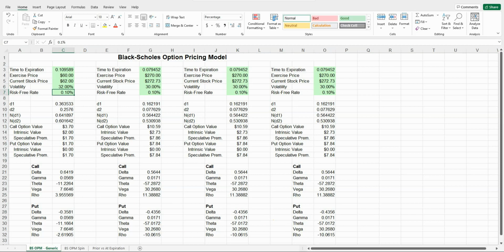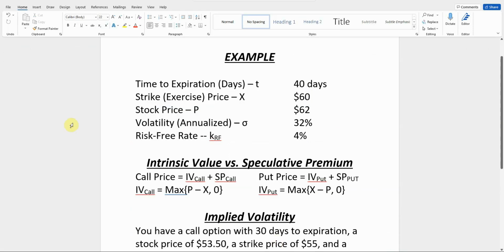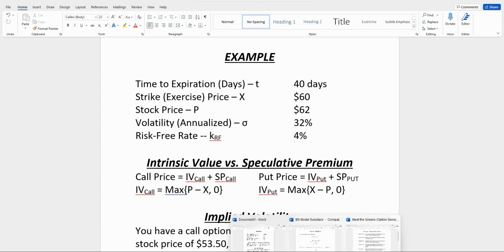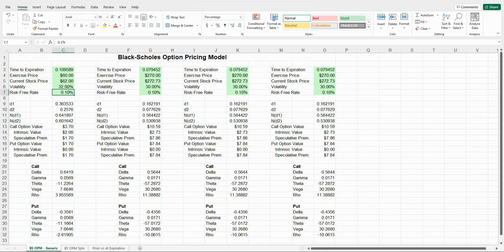Lastly, we have the risk-free rate. In our example here, the risk-free rate is 4%. So let's go back to our spreadsheet and plug that in as 4%. Now, one thing I will tell you on this spreadsheet is if you plug in 4, it's going to automatically move it to 4%. If you plug in 0.04, it's also going to move it to 4%.